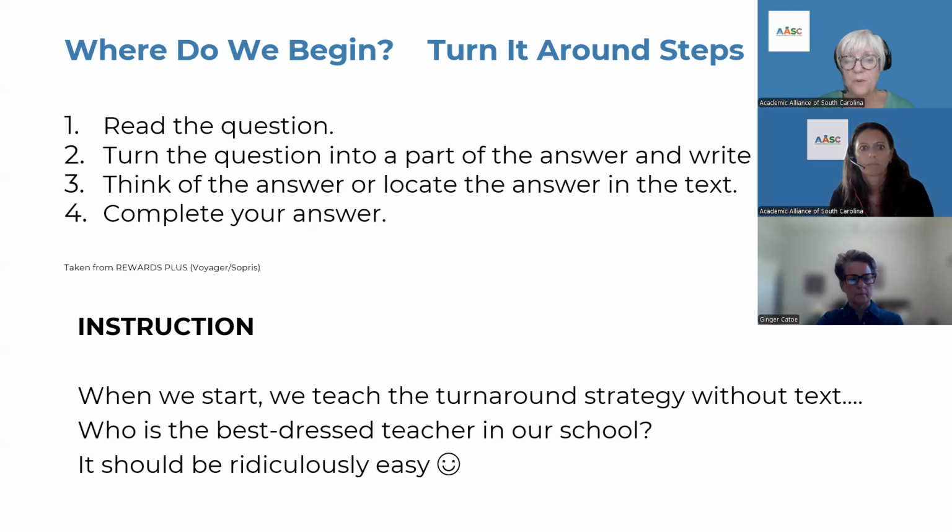And so this is what it would look like. When we teach the turnaround strategy, we don't want to teach it when we're trying to teach content in writing. We're going to use really silly, high interest things that kids like, right? So it might be, who is the best dressed teacher in our school? And they would say, the best dressed teacher in our school is, and then they would put that information. We might add another prompt to say why, but right at the beginning, we're just getting them started in turning things around from the question so that they make sure they're addressing the question.